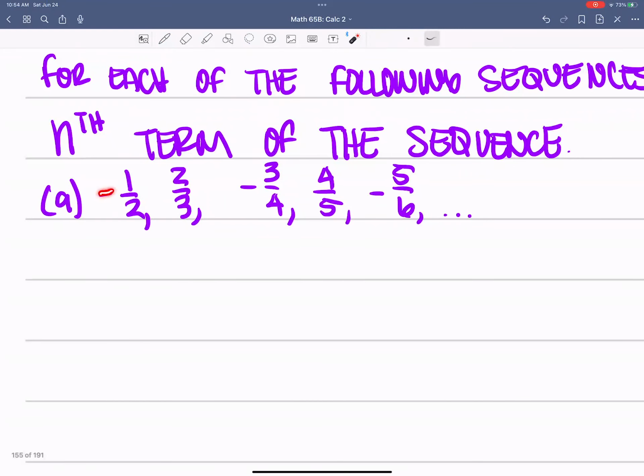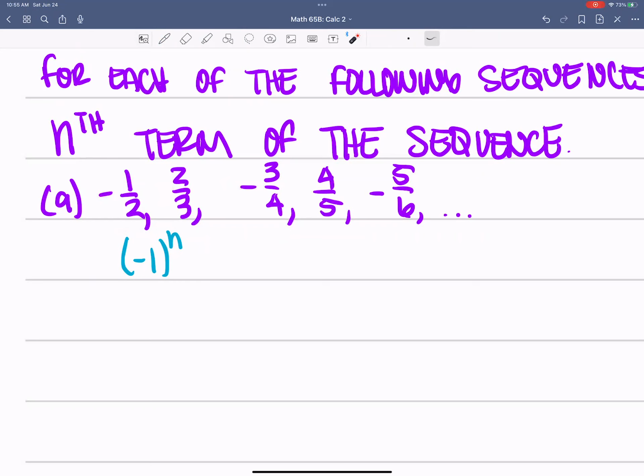First thing I notice is that it alternates from negative to positive. So we know that it's going to have a -1 somewhere in here. It's a -1 raised to the nth power. And let's see, so for the first term, n is negative, and for the first term here, n is going to be negative as well. So we took care of those signs here.